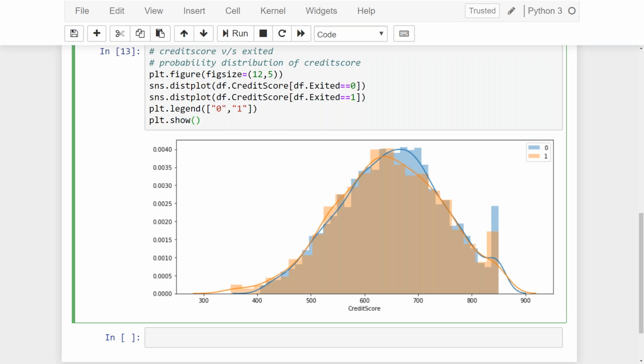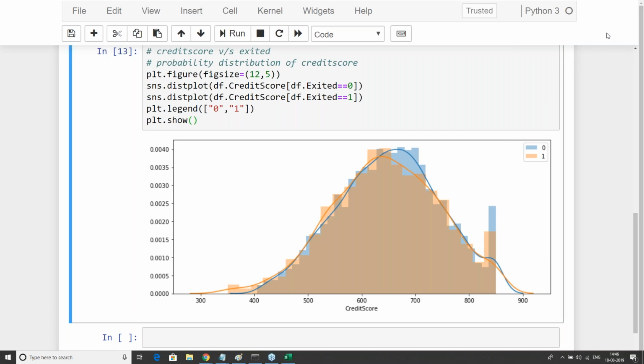Legend is for that, plt.legend is for this one. In the top right corner it is showing blue is for 0 and red is for 1. That is because of the legend part.